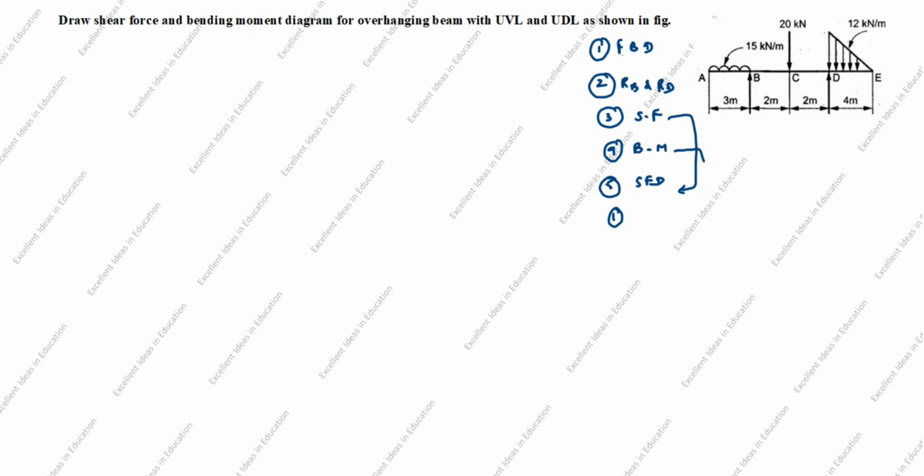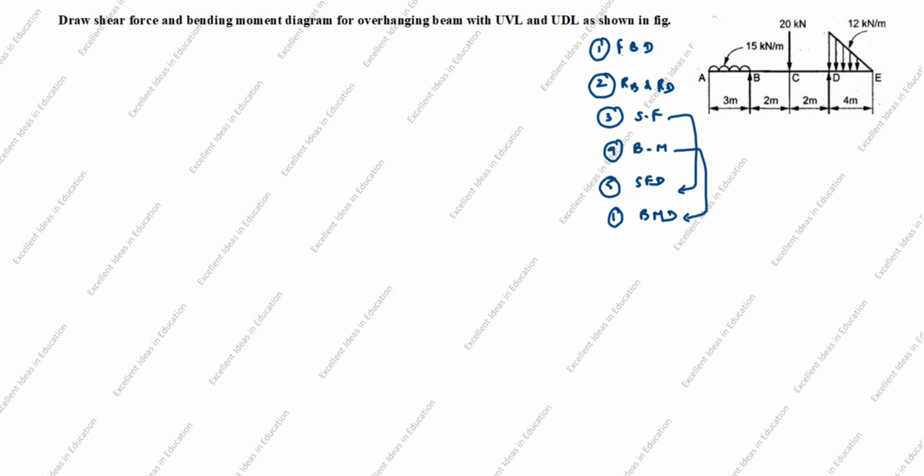First we will draw free body diagram of the given support. Second, use equilibrium condition to find RB and RD. You see here this RB and RD reaction we need to find. Third, we will calculate shear force calculation. Fourth, we will calculate bending moment calculation. Fifth, based on the shear force calculation, we will draw shear force drawing. Sixth, based on bending moment calculation, we will draw bending moment drawing.